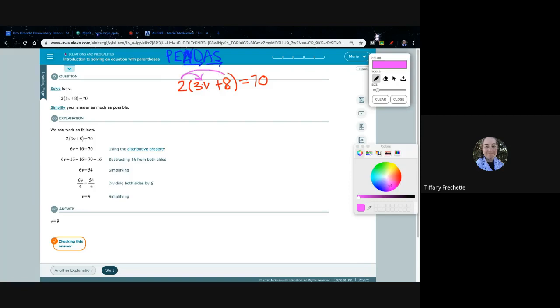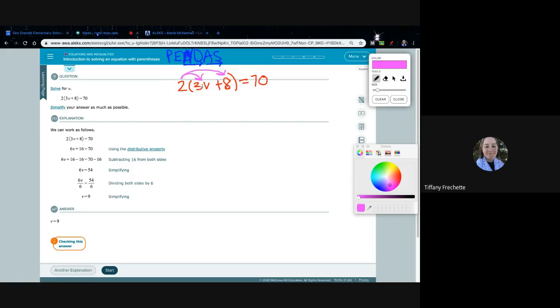Distribute just means you take whatever's in front of the parentheses, this 2 for example, and multiply it by everything that's inside. One of the biggest mistakes I see students make on this is they only multiply by the first number and then they stop. You have to multiply by everything in the parentheses. It doesn't matter if there are 20 things in the parentheses. Keep multiplying until you've multiplied by everything.